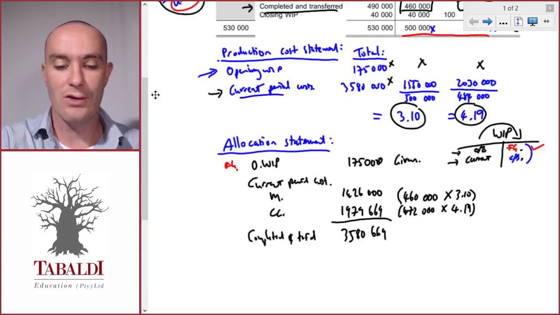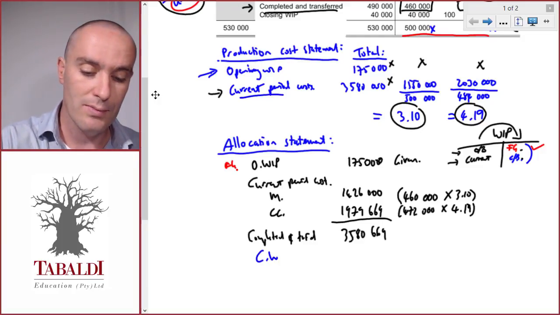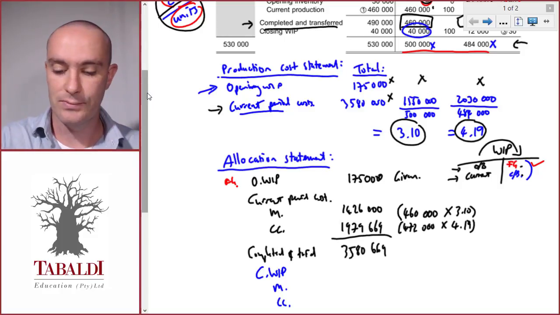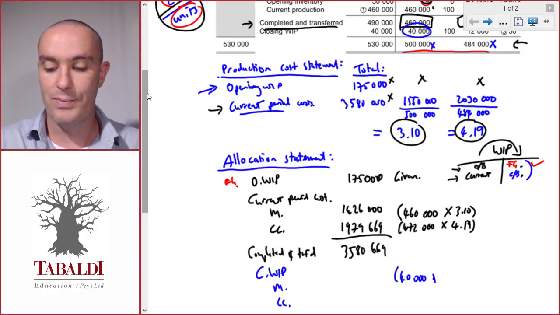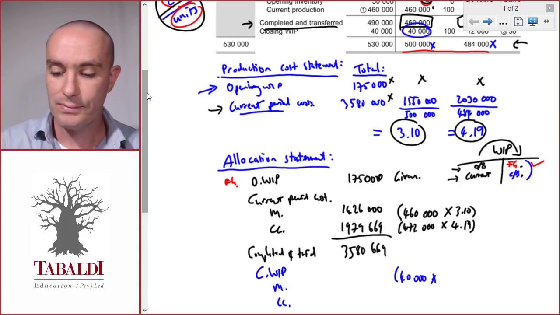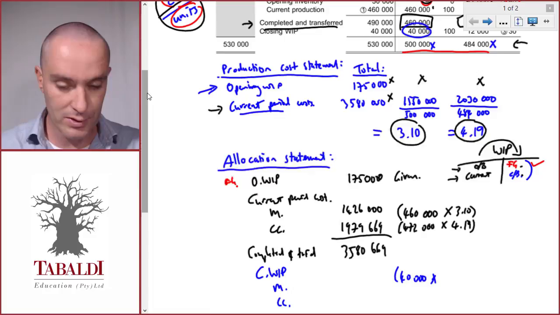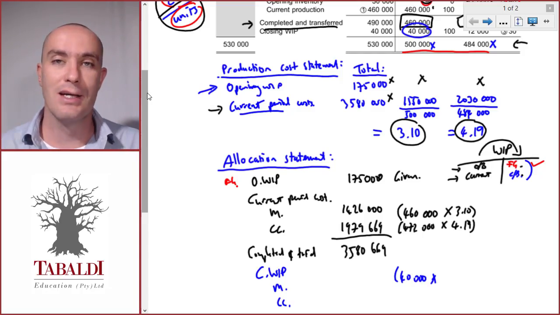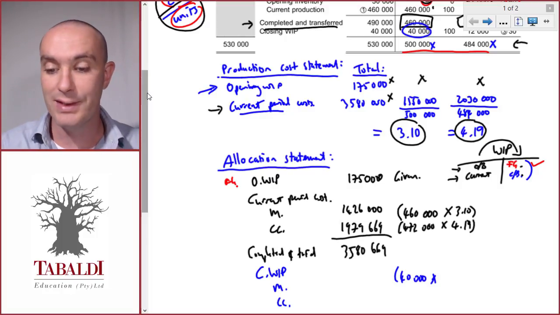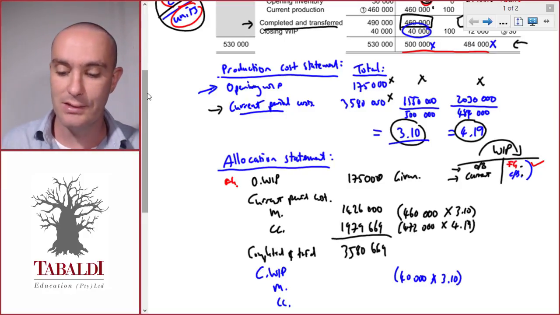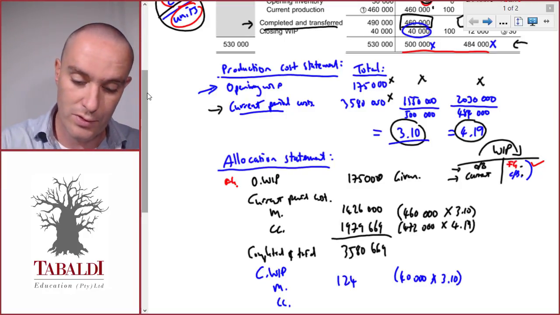And now we have to add our closing work in process. So closing work in process, and again we do it separately for material and conversion costs. So for material we have equivalent units of 40,000 completed units, and remember it's equivalent of 40,000 completed, because we use the full 40,000 of closing work in process because all the materials were added at the start, so it's 100% of the units were completed for material, and the cost of a completed unit for material is 310, so that's 124,000.